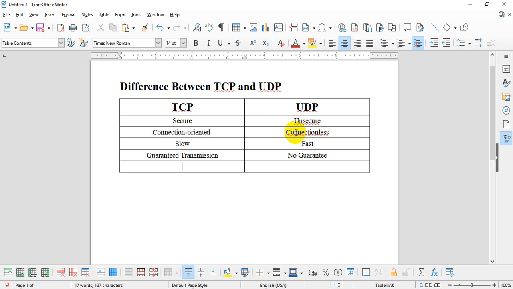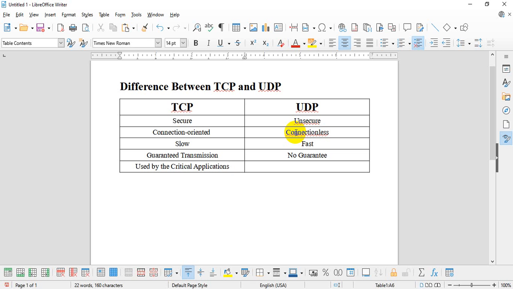And the next difference is that TCP connection is used by critical applications. Critical application means an application that requires the exact data sent by the sender, and the receiver must receive exactly the data that is sent by the sender.